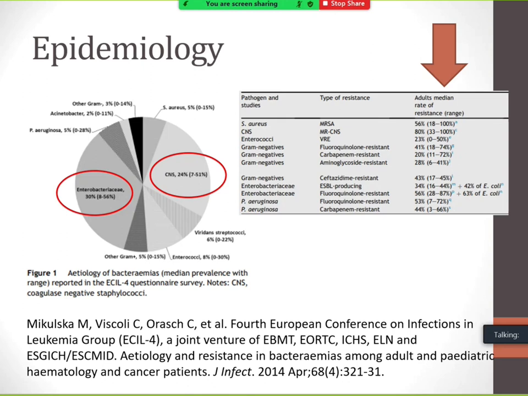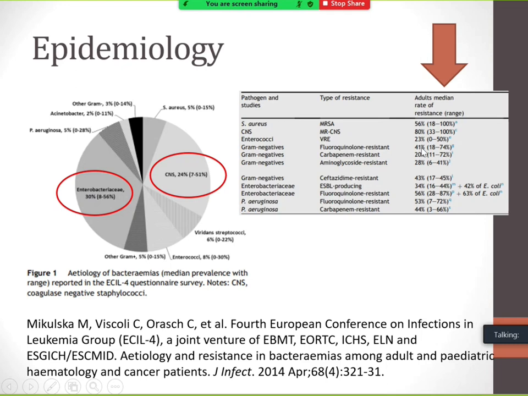This is from 2014, and it's from Europe. So it's European patients, a little bit different than us, probably a little bit higher rates of resistance. But just looking at their organisms, they had MRSA rates of 56%. Methicillin-resistant coag-negative staph was 80%. It's probably higher even now. VRE, 23%. Fluoroquinolone resistance is 41%.